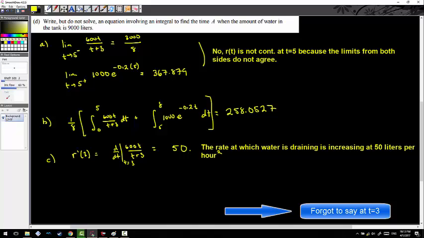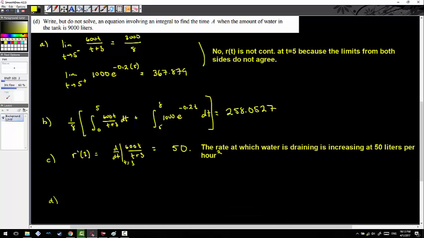Part D, our favorite part. Even more our favorite. Write but do not solve. Awesome. Write but do not solve an equation involving an integral to find the time A when the amount of the water in the tank is 9,000 liters. Okay. Well, if I'm trying to find out the amount of water in the tank, I need to find out how much water was initially in the tank, and then I'm going to subtract all the water that was drained out between 0 and some time A.